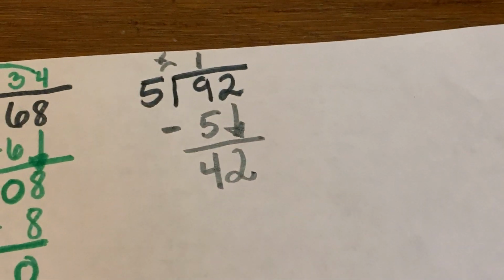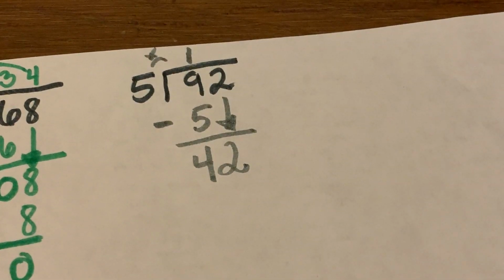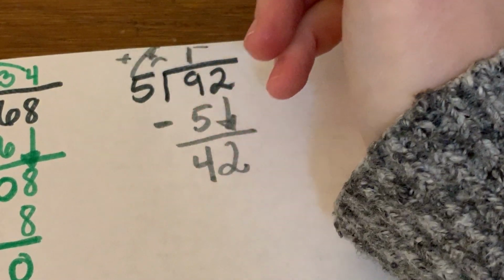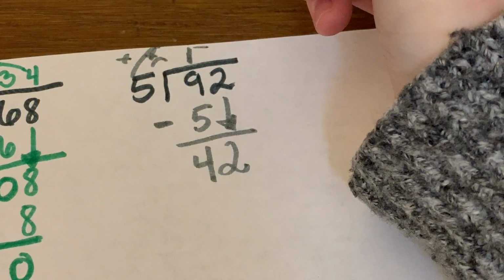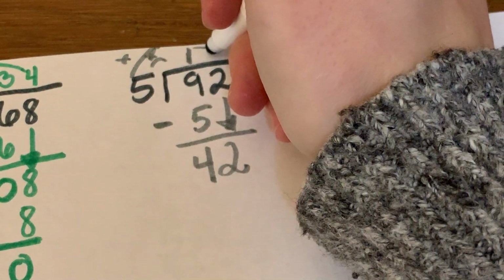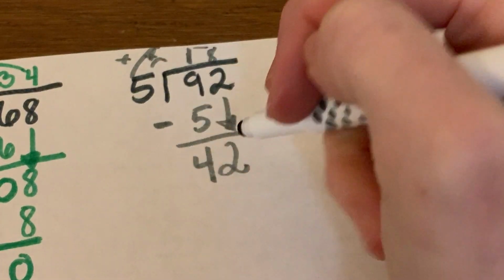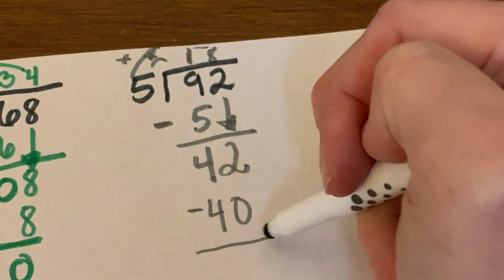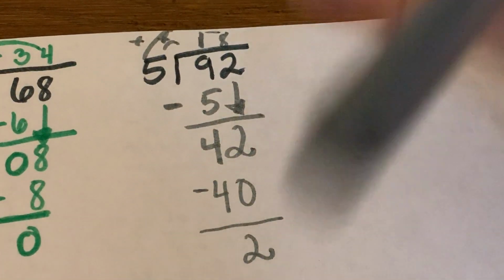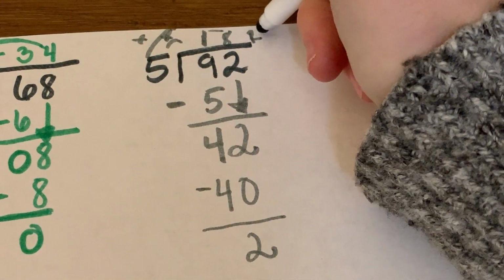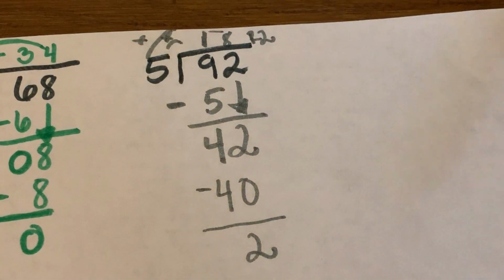Now I have 42. So I need to ask myself, 5 times what gives me as close to 42 as possible? Well, 5 times 8 gives me 40. 5 times 9 gives me 45. So I am going to have to go with the 8. 5 times 8 gives me 40. I'm going to subtract 40, and I have 2 here. There's nothing more to bring down, and there's nothing to repeat, so it is 18 remainder 2.